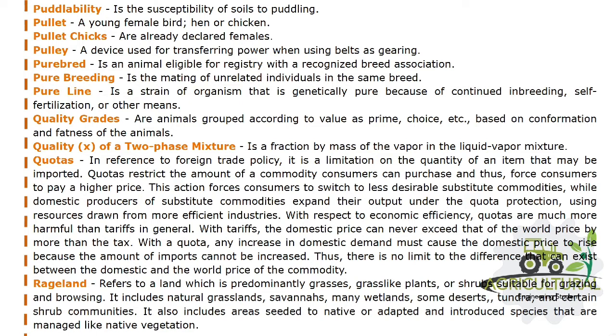Purebred is an animal eligible for registry with a recognized breed association. Pure breeding is the mating of unrelated individuals in the same breed. Pure line is a strain of organism that is genetically pure because of continued inbreeding, self-fertilization, or other means.